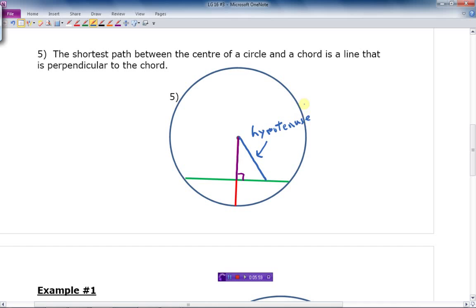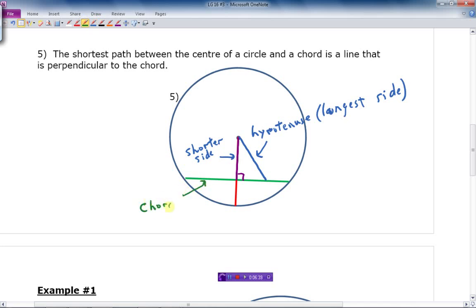Okay, and we know that the hypotenuse is the longest side of that triangle. Well, therefore, it can't be the shortest distance from that center to the chord. This one must be the shorter side. In other words, the shortest distance from the center to that chord, which is the green line. So this green is the chord, right?